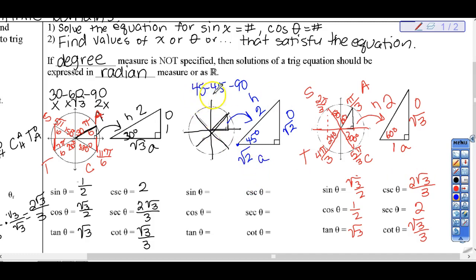And then I forgot to mention this up here. For the corresponding sides of your 45, 45, 90, your legs are the same. They're both x, whatever the measure is. And your hypotenuse is x square root of 2.